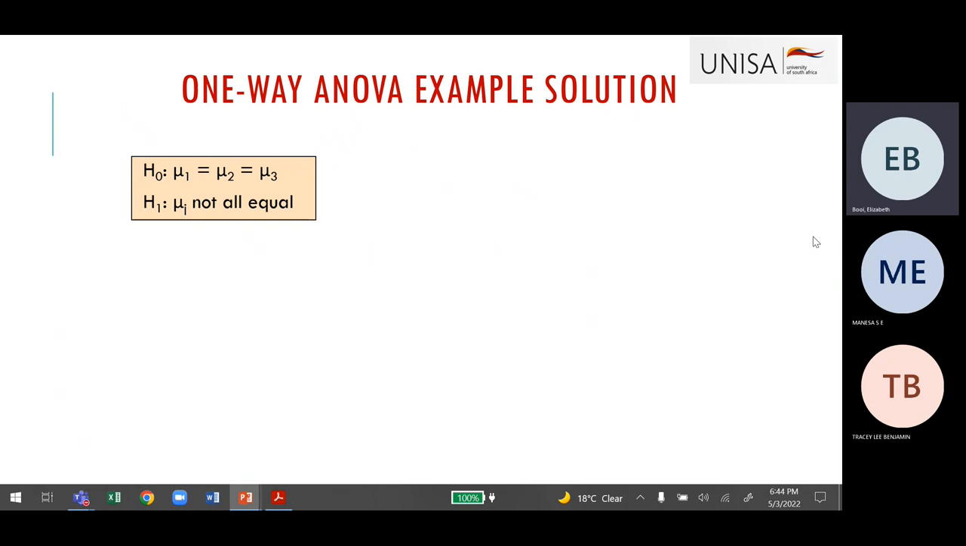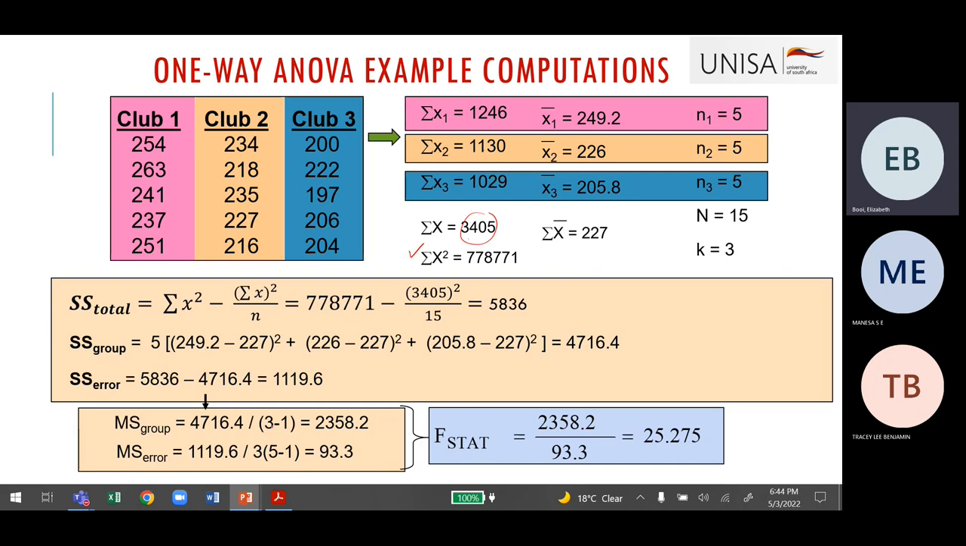The first step, we state our null hypothesis and our alternative. The means of the populations are equal. Not all means are equal, that is the alternative. We need to go and find the critical value. We have identified that our alpha was 0.05. Remember, we did calculate the degrees of freedom, so this will be V1 and this will be V2. V1 is 3 minus 1, which equals 2. And V2 will be 5 minus 1, which is 4.